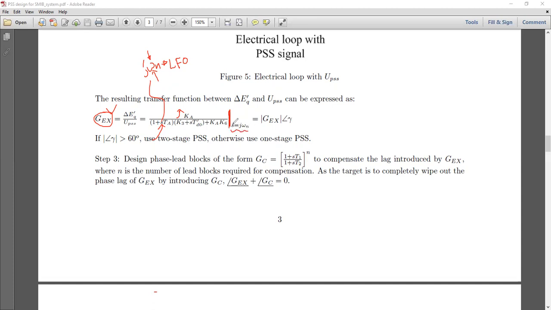And of course, when we replace S by j omega n, we would get some magnitude for this GEX, that is absolute of GEX, and some angle gamma. This gamma is the lag angle that we are interested in. This is the lag angle produced by the exciter with a sufficient gain Ka. And this is the conclusion: if angle gamma is greater than 60, you have to use 2-stage PSS. Otherwise, you use 1-stage PSS. So this is a thumb rule, as a rule of thumb used by the designers.